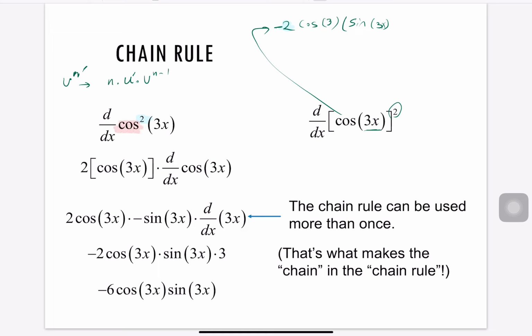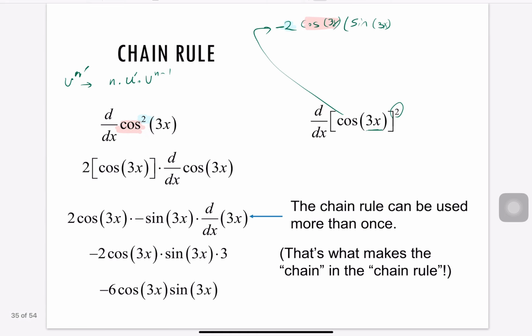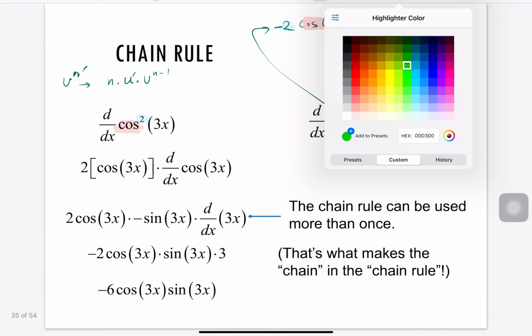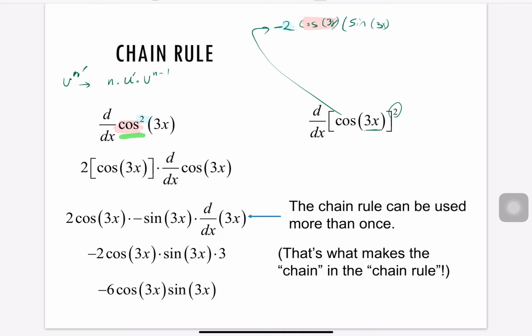Cosine power 1, 2 minus 1 will be cosine 1. Okay, cosine 3x. And the inside derivative of this will be sine. Again, this will be green because the derivative decreases the power, and the number that goes behind it is this.